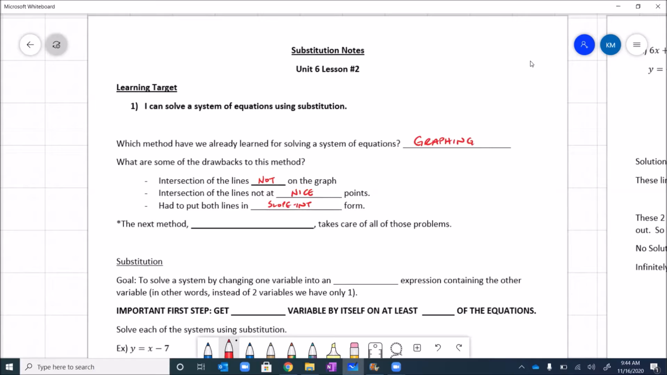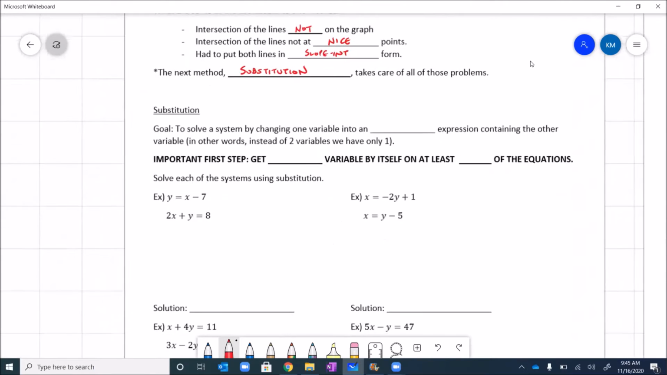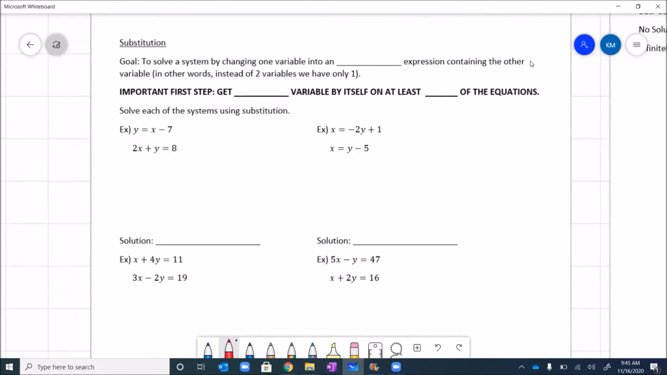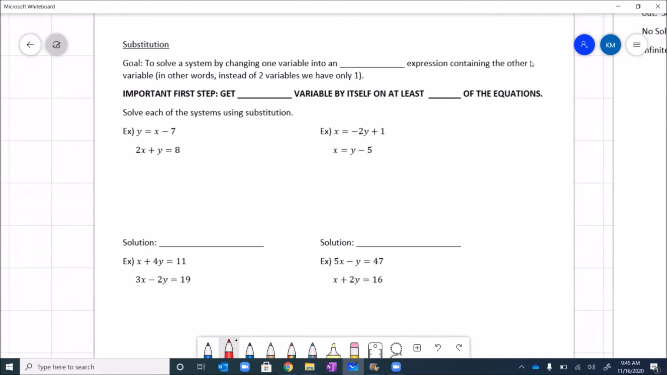Okay, we kind of got around it a little bit when it fell nicely into standard form, but outside of that, we'd have to put it in slope-intercept form, and that usually took up a little bit of time for graphing. So the next method, substitution, takes care of these problems. Typically, as I talk about the different methods, we will try to stay away from graphing as a method of solving unless the directions say solve by graphing, because the other methods that we'll learn solve it, I think, in a faster and more accurate way.